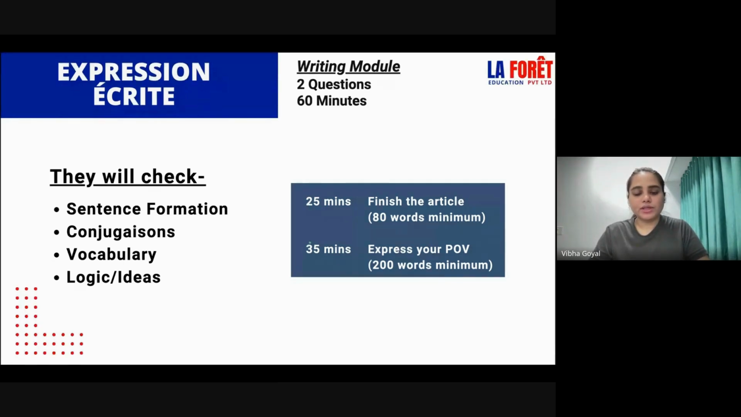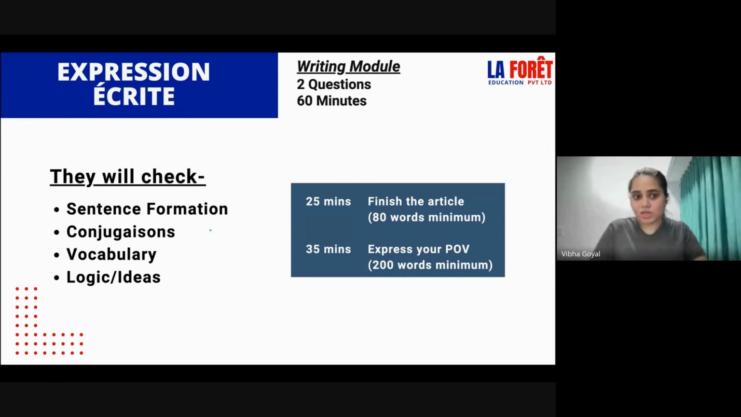And for the second one, express your point of view. So it is going to be a classic essay, 200, 300 words. Maybe two or three points for or against, or advantages, disadvantages, whatever the question demands. These things are very important: the sentence formation, conjugation, vocabulary, and the logic. We are practicing sentence formation and conjugation from the beginning.